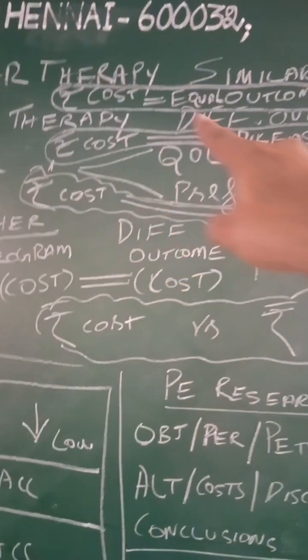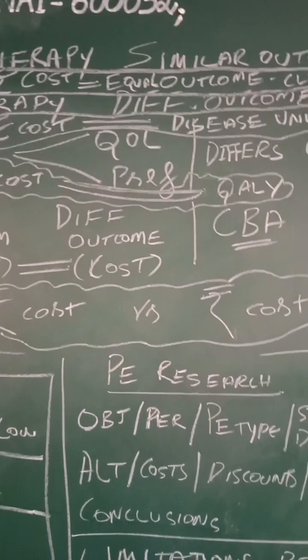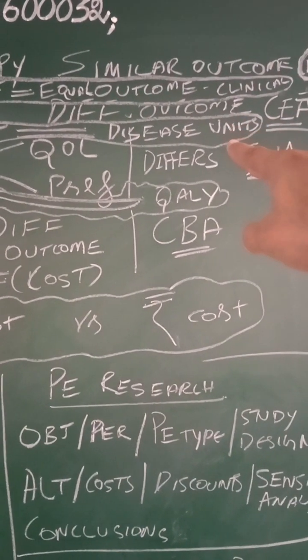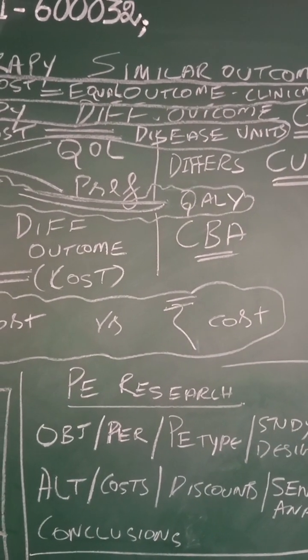Now, if the therapies are different and the outcomes are different, where therapy is measured in terms of cost and the outcome is measured in terms of real disease units, then we follow cost effectiveness analysis.